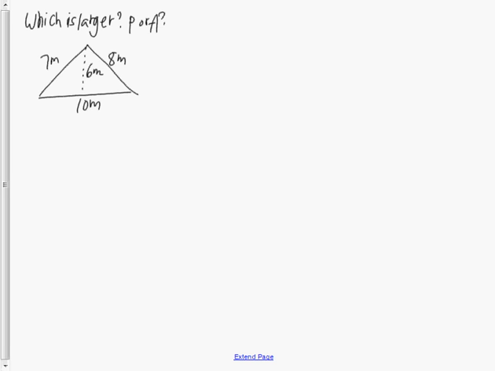Question 1 says, which is larger, the perimeter or area of this triangle? So the perimeter is easy. All I have to do is take all three sides, which are these three numbers here, and add them together. So the perimeter of this triangle would be 10 plus 9 plus 7, which is 26 meters, not square meters, because perimeter is distance. So the distance around that triangle would be 25, not 26, I can't add, that's okay, 25 meters. Now the area, we need to use the formula.